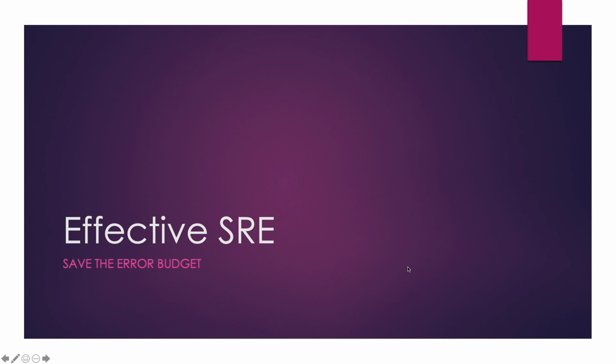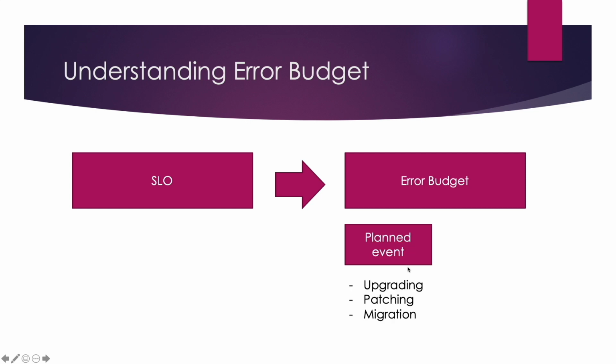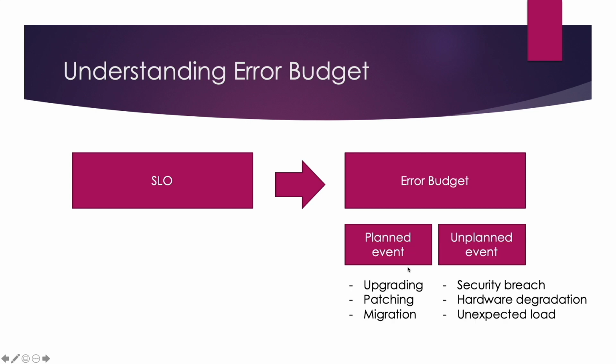In this session, I will share what is effective SRE and how practicing this can help us to save the error budget. Before I share about the effective SRE, I think it's better for me to start talking about the error budget first. So, let's say SLO is the confidence level from the team to their service they own, and I think the error budget is the buffer that we can use for planned or unplanned events in production.